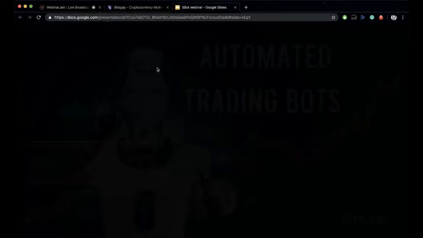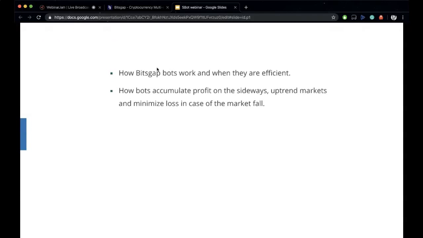I will go through several topics to provide you with meaningful information, tips, and clues to help you optimize your automated trading and to help you understand why and when automated trading can be efficient. First of all, we will cover today how Bitsgap bots work and when they are efficient. How bots accumulate profit on the sideways, uptrend, and how you can actually use them even on the falling markets. I will also introduce you to the S-bot and the Scalper bot features. In total, we have 3 main automated trading bots.